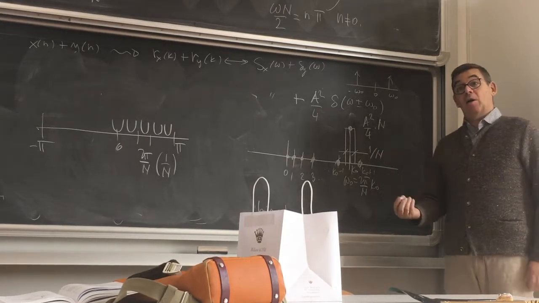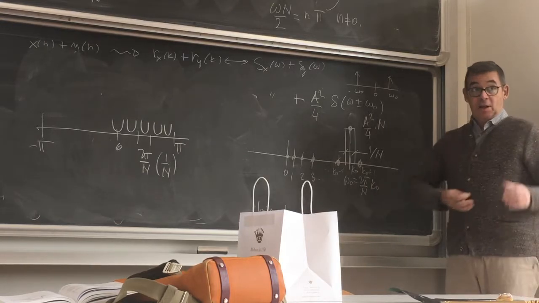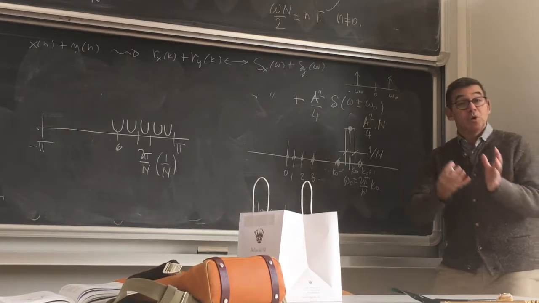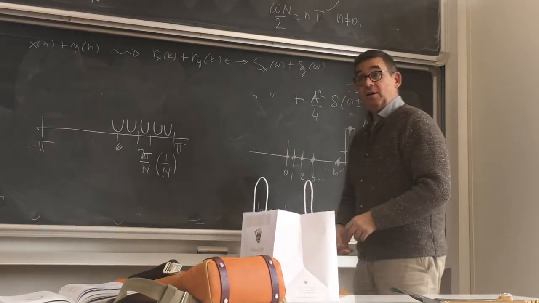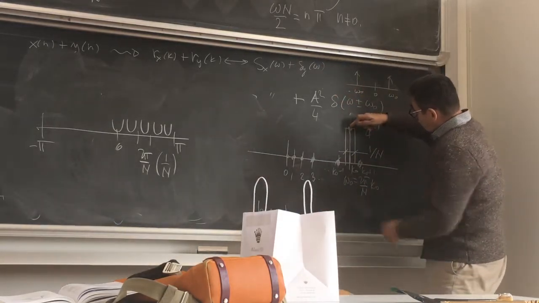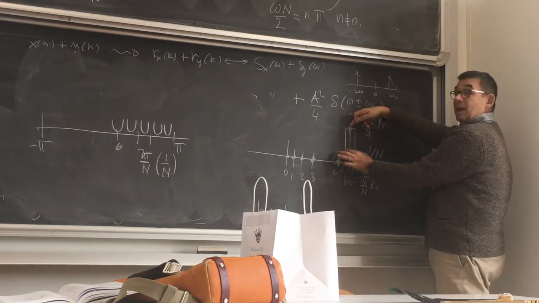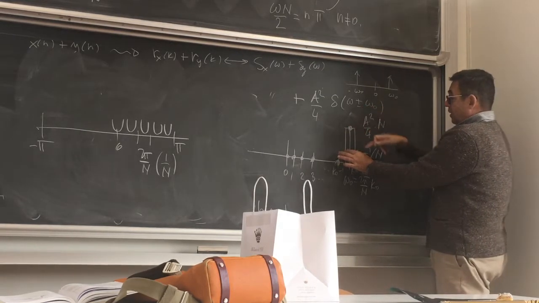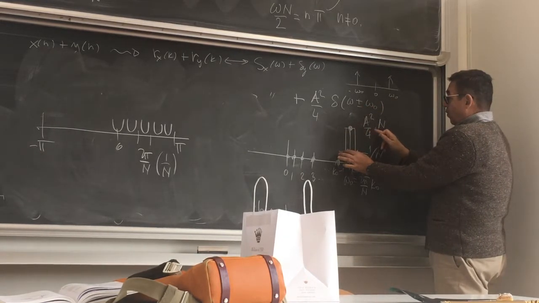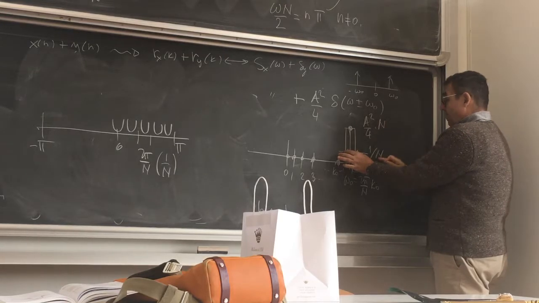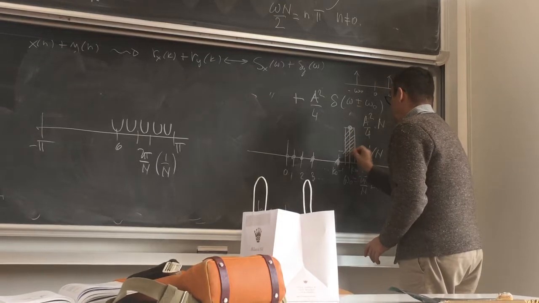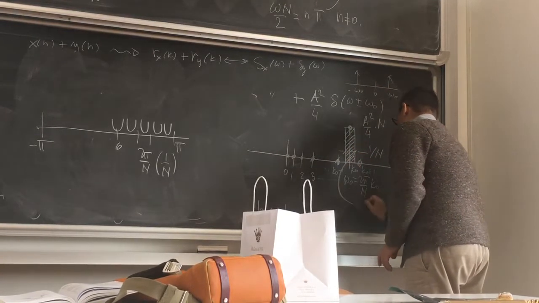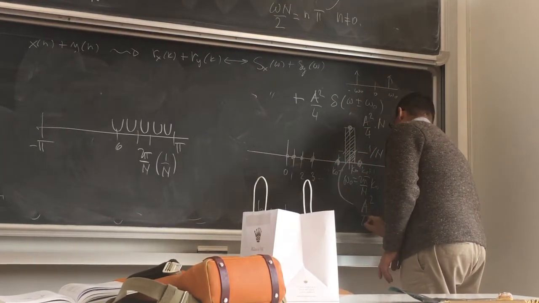What is the power? The power is power spectral density multiplied by the bandwidth of the bag. So it is A squared divided by 4N multiplied by 1 over N. So this area is always A squared divided by 4.